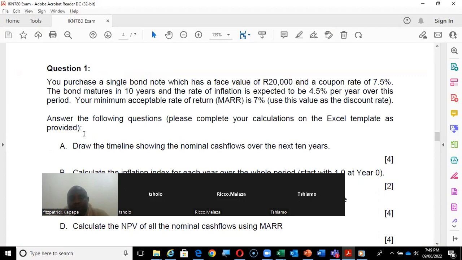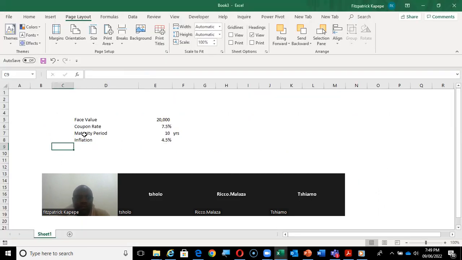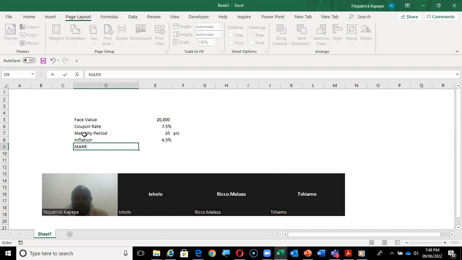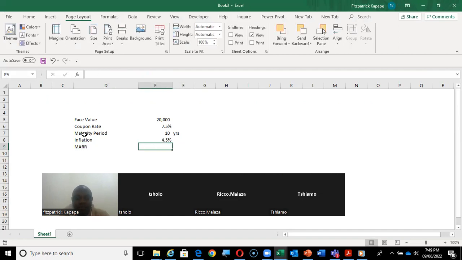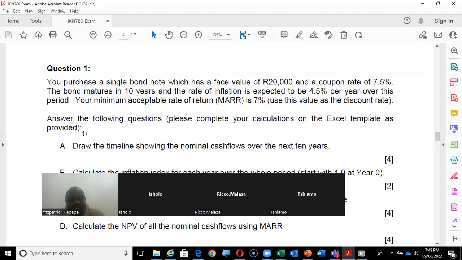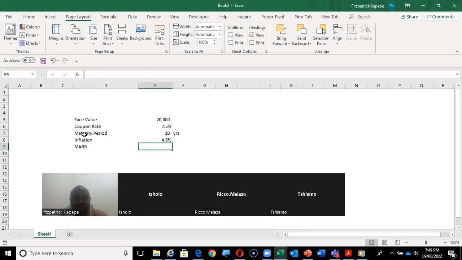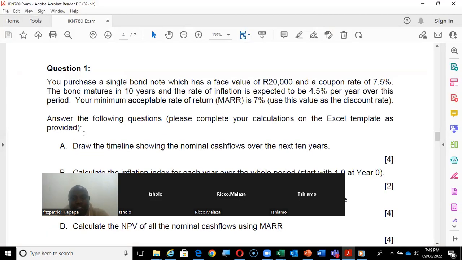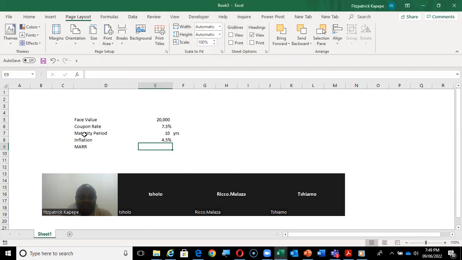The MAR, which will be the discount rate, the minimum acceptable rate. You press Alt, then you hold Alt and start pressing the Tab key, which takes you to the sheet. It will be switching from one window to another, if you are going to have this document in PDF.